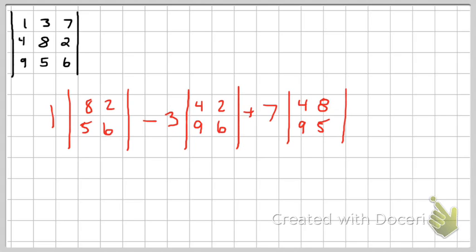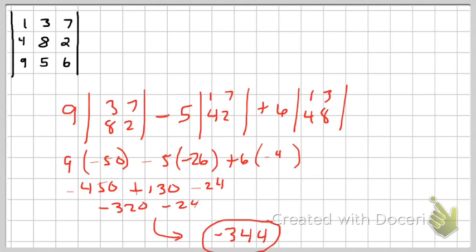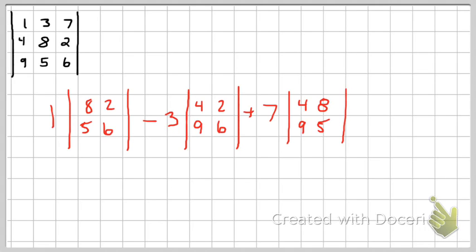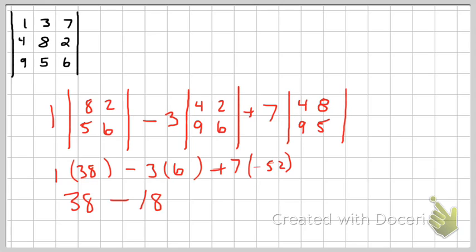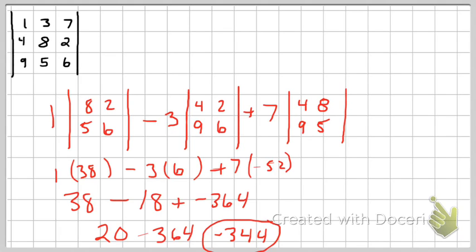Here's what I get. Negative 344. There's all my work. What the heck? That's not right. Negative 344, but that's what you should have gotten. 1 times 38 minus 3 times 6 plus 7 times negative 52. You can see exactly where your mistake is if you were writing it out and you did not get negative 344.